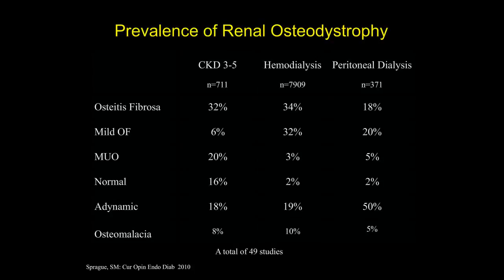If we look at the classic classification system on what patients have in CKD, hemodialysis, and peritoneal dialysis, you can see about 2/3 of the hemodialysis patients have evidence of hyperparathyroidism, whereas there's a much larger percentage of patients with CKD and doing peritoneal dialysis that tend to have a lower bone turnover.